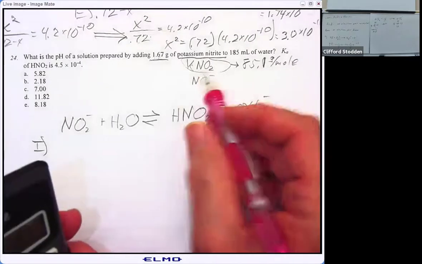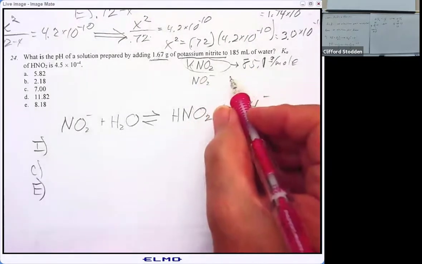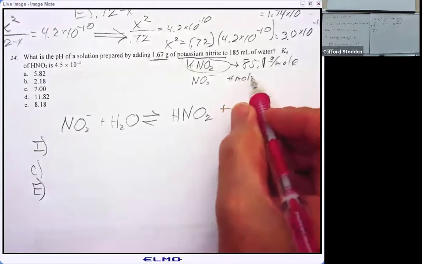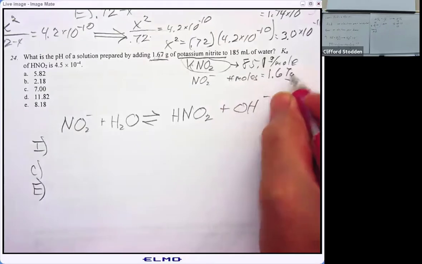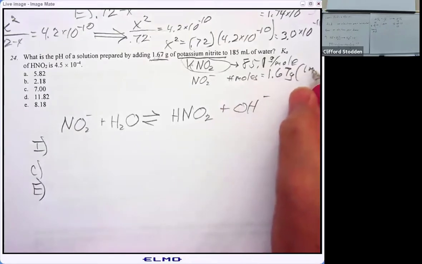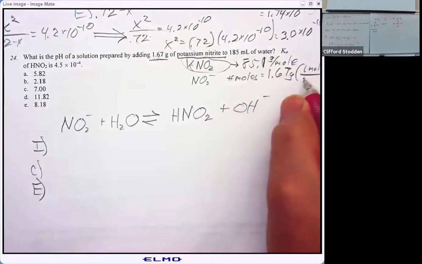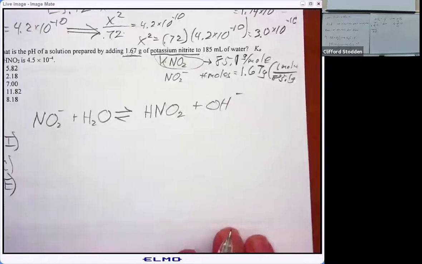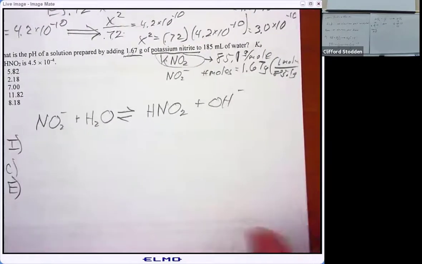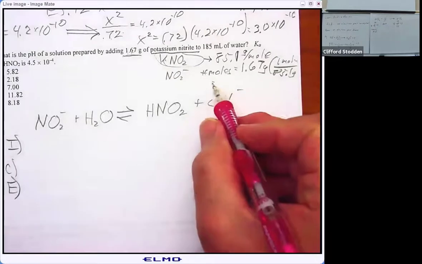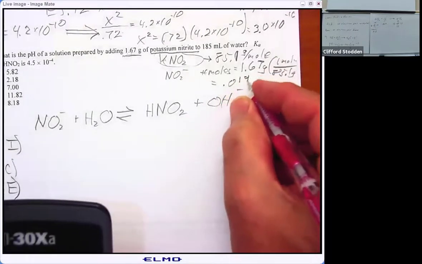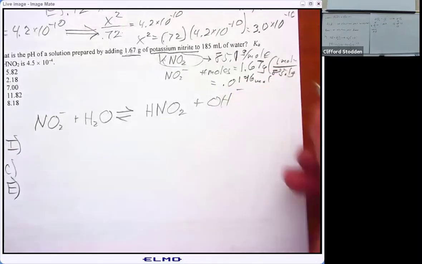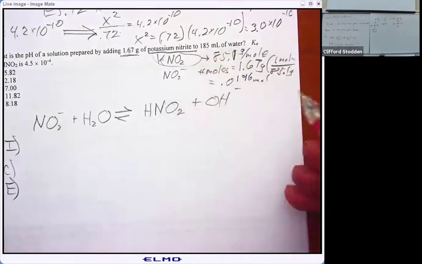So that means the number of moles would be equal to 1.67 grams times 1 mole over 85.1 grams. The number of moles is 0.0196 moles. Now that's in 185 mL of water.